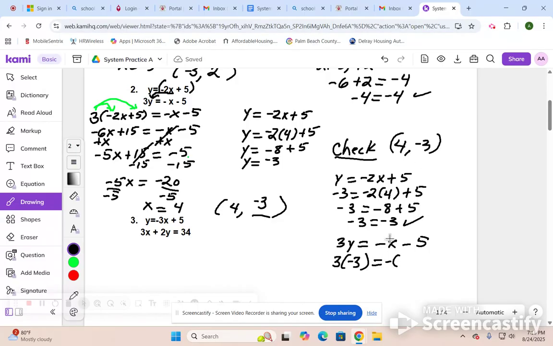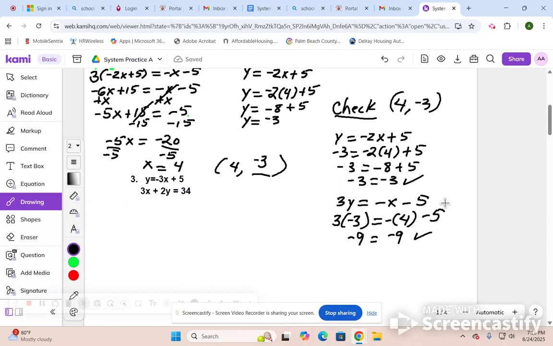Replace x with 4. Use parentheses when you have a negative in front of your variable. So this is going to be negative 9 equals negative 4 plus negative 5, which is negative 9. It does check, so our solution 4 comma negative 3 is correct for this system. So this system is consistent because it has one solution.